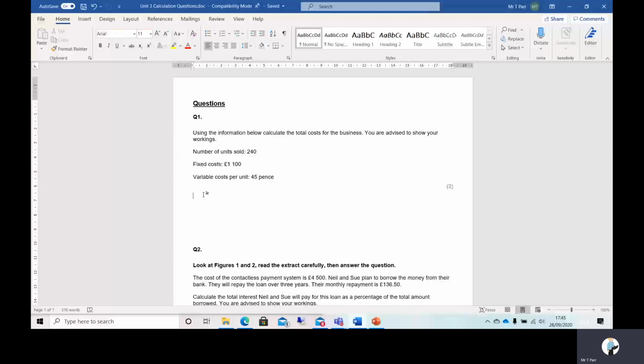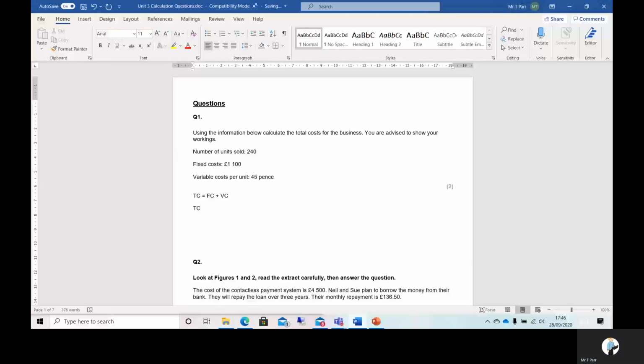Okay, let's go back to this. So all we need to do is work out our total costs. I always start off with my formula. Total costs is equal to fixed costs plus variable cost. Okay. Our fixed costs there are 1,100. Oh, see, there's a little mistake straight away.